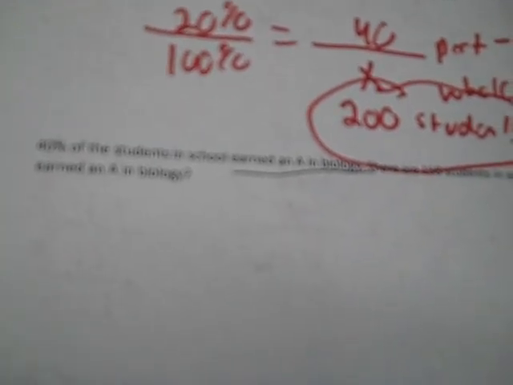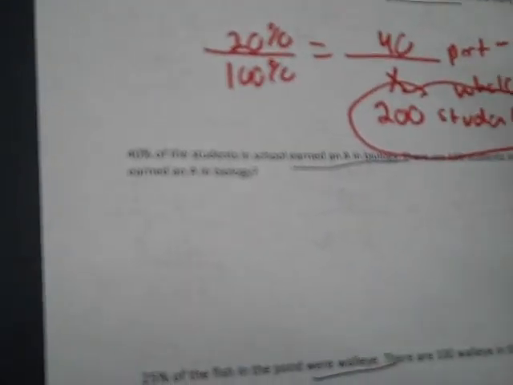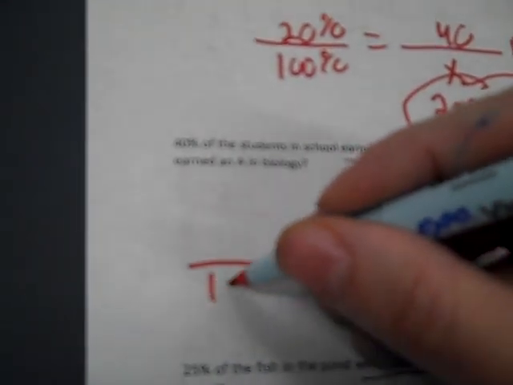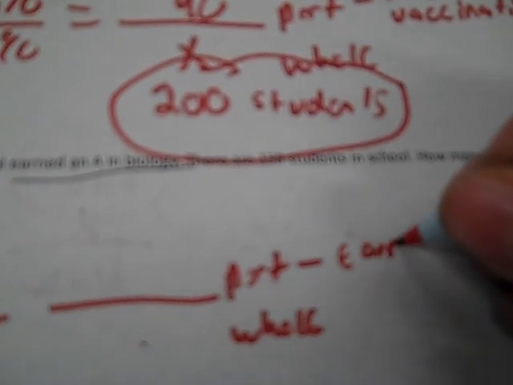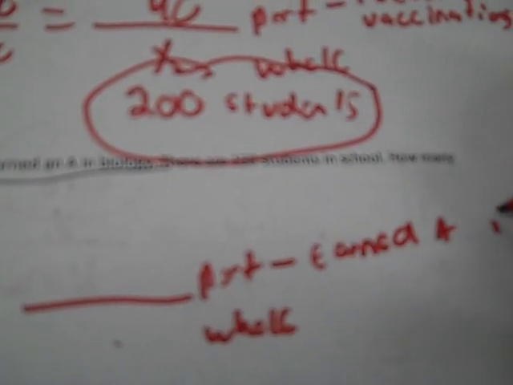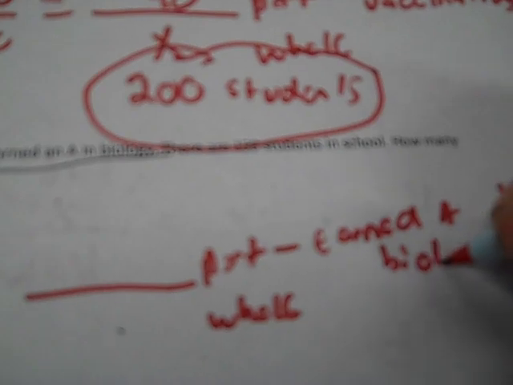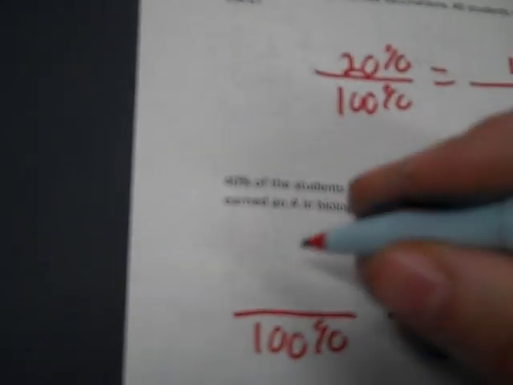Okay, 40% of the students in school earned an A in biology. There are 150 students in school. How many earned that A in biology? Again, no word indicates plus or minus, so I put 100% here. Or no, part whole first. 100% goes there. Okay, the part, what did they do? They earned an A in biology. Okay, so we have 40%.